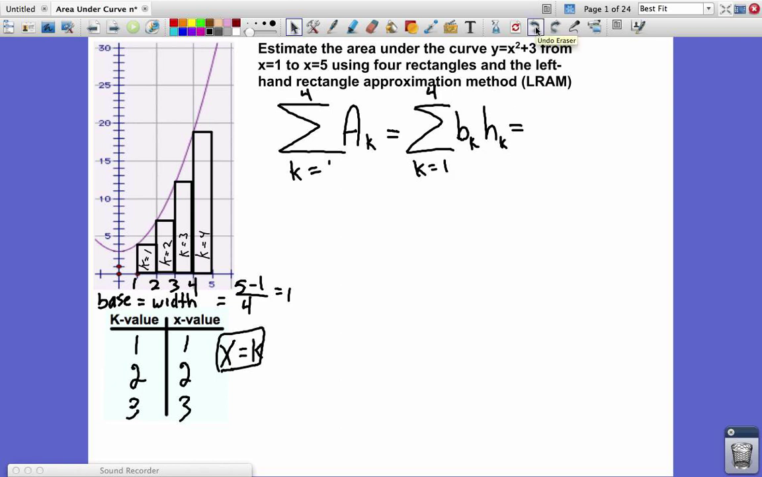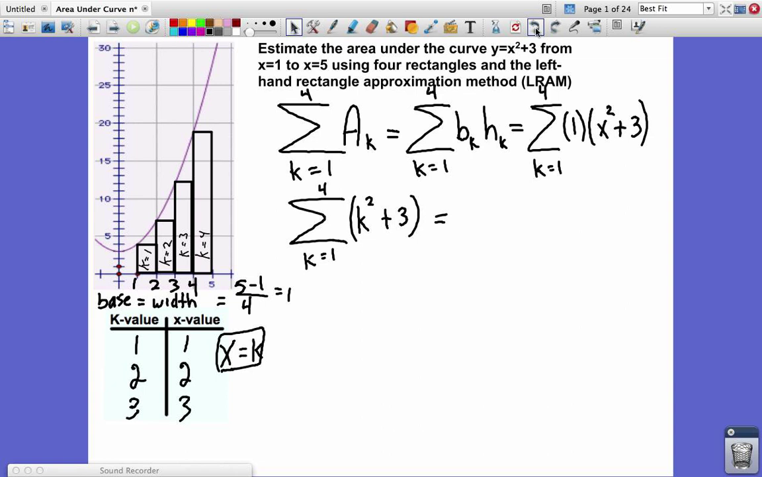The base we already know is 1, and the height can be found by plugging into the equation y equals x squared plus 3. However, x squared is not necessarily the formula we want to use. We will use this equation, but we want it in terms of k. So using the relationship we've determined, x equals k, we'll plug in for x. This is a really easy direct substitution, just the x becomes the k.